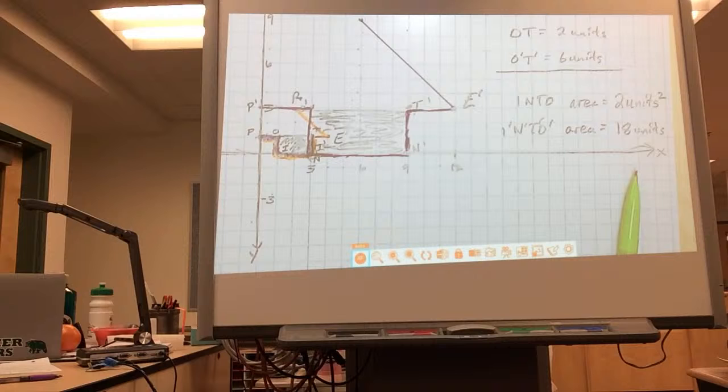Isn't volume like 3-dimensional area? It's not 3-dimensional area, it's 3 dimensions. Oh. Yeah, you wouldn't take 3-dimensional area.